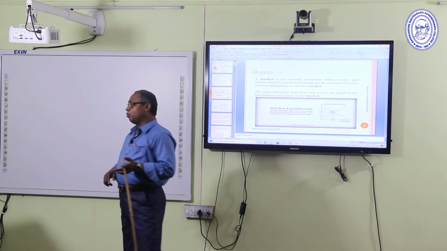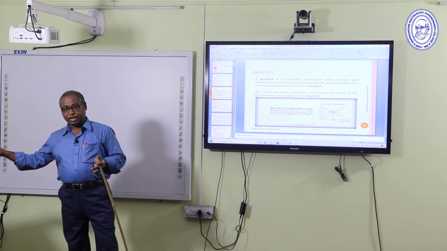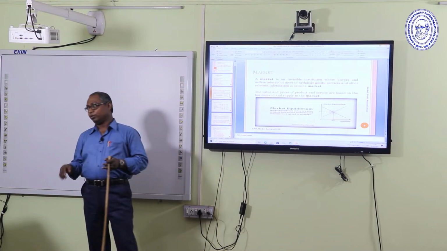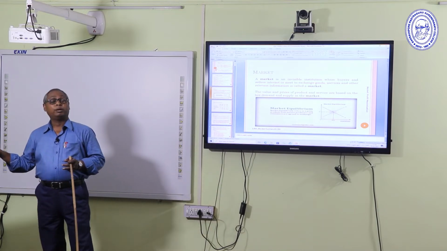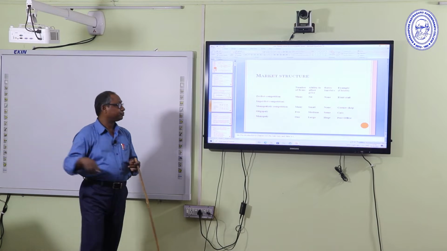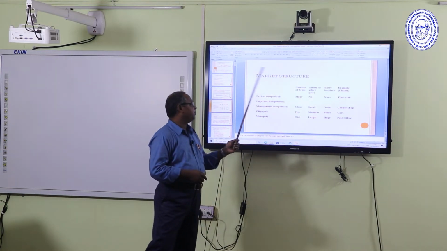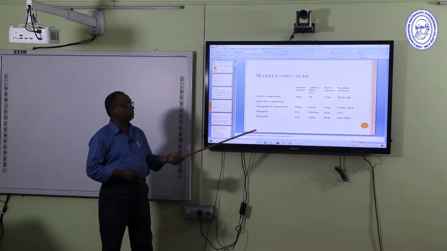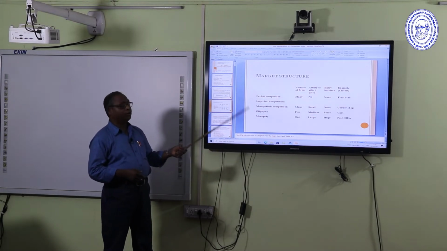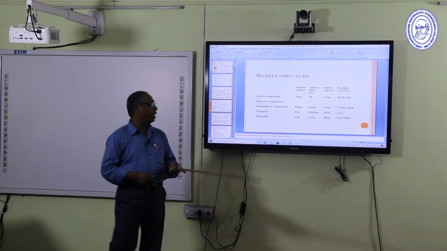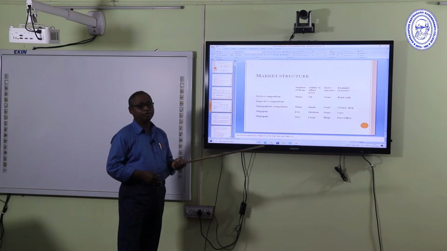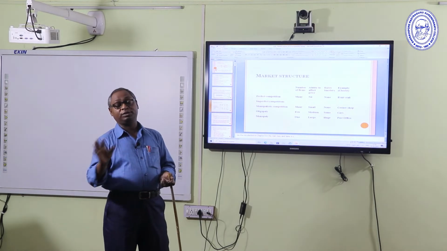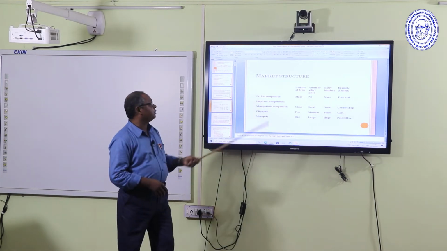Now, before going to competition and the specific form of the market, I'll try to explain the forms of the market, that is, the market structure. It may be perfect competition, it may be imperfect competition. And in imperfect competition, there is monopolistic competition, oligopoly, monopoly, duopoly, etc. And how are the markets formed? There are a few basic parameters on which the market forms are determined. First and foremost is the number of firms.